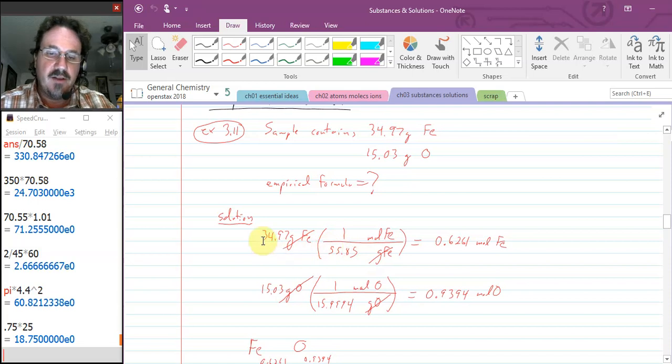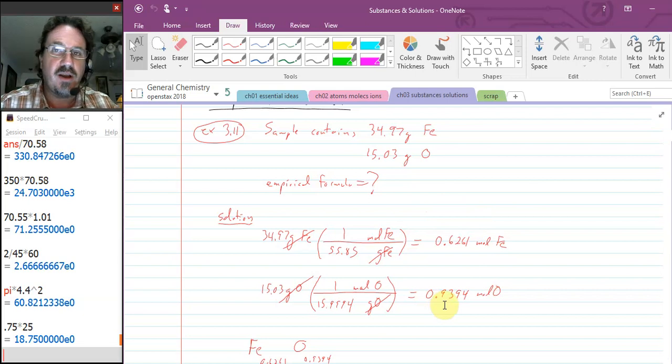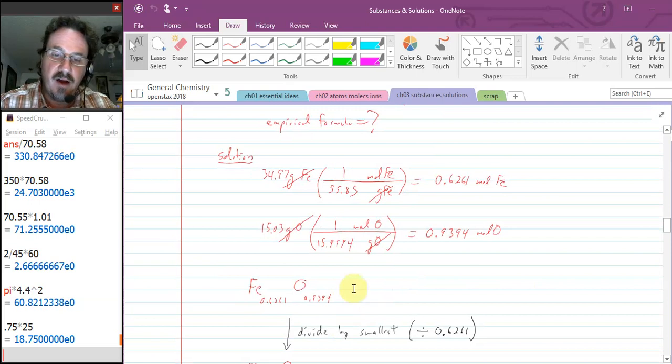That's plenty. And so 34.97, put grams on the bottom, moles on the top. That way it cancels correctly. Turns out to be 0.6261 moles of iron. Similar thing for oxygen, 0.9394 moles of oxygen. So now these numbers are indeed counting the atoms. And so in some fashion it is correct now to use those in my formula, and this is what I did in my notes here. Iron 0.6261, oxygen 0.9394. I am counting the atoms, right?